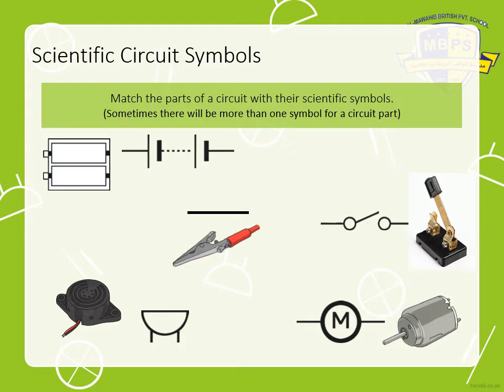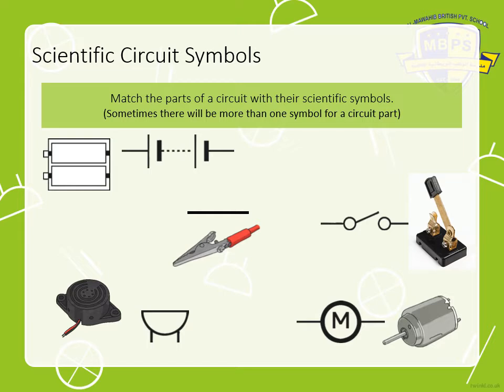Did you see? The cells, now they have two batteries, right? So they have two lines, two positives and two negatives. The positive, as I said before, is a longer line and the negative is a shorter line. And in this case, there are two, so you can see one end of the negative is connecting to the positive. The crocodile clip with the wire has a straight line as a circuit symbol.